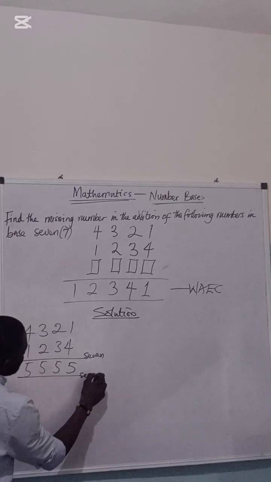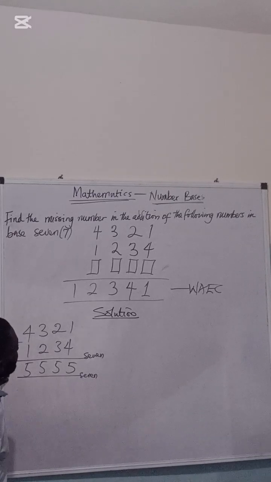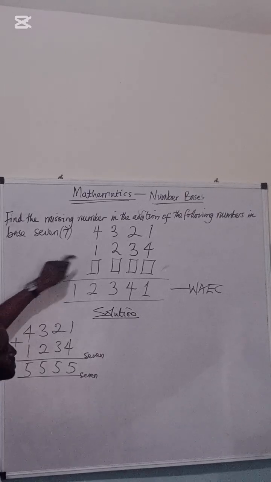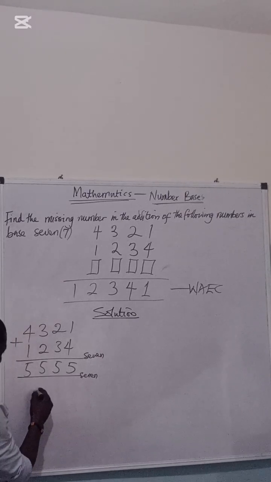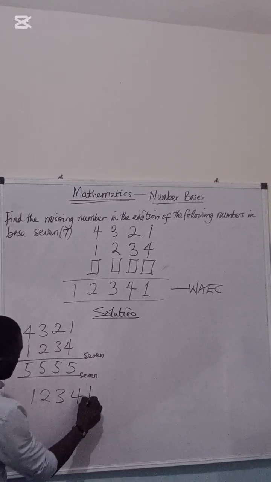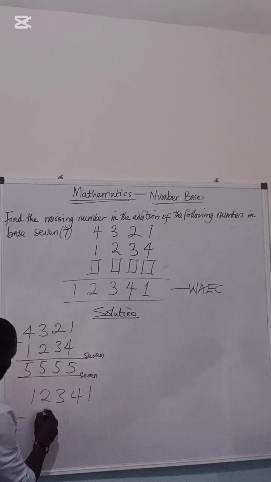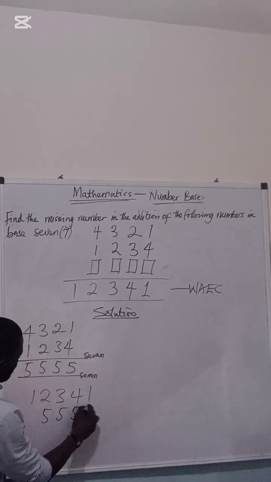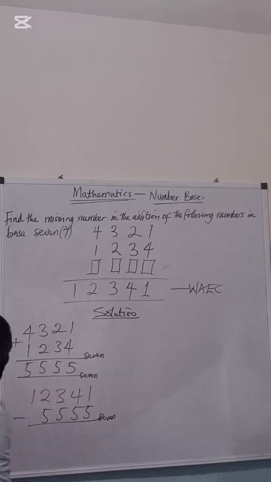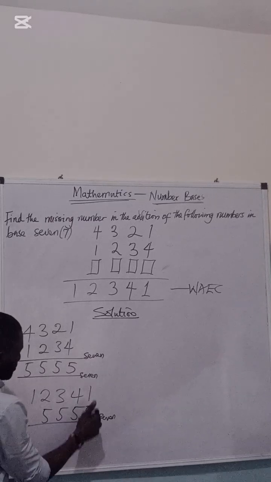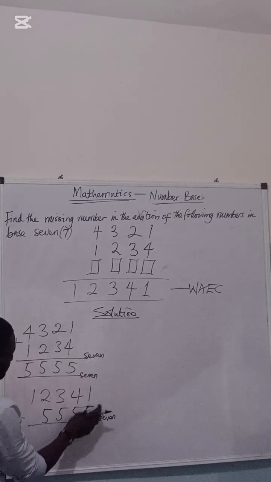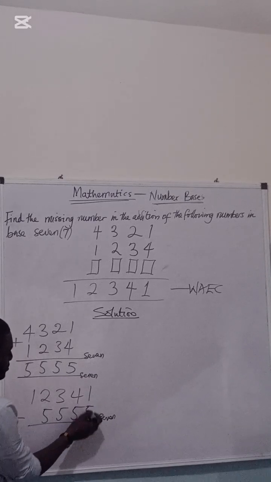Everything in base 7. So now that we know this, we are going to subtract it from the answer there, in order for us to get the missing number. So quickly we say 1, 2, 3, 4, 1 minus 5, 5, 5, 5. Okay, and everything is in base 7. Okay, so now 5 minus 1, which is not possible.